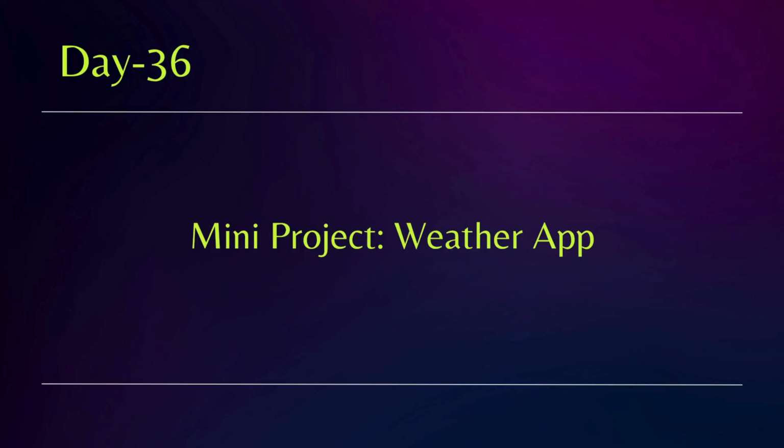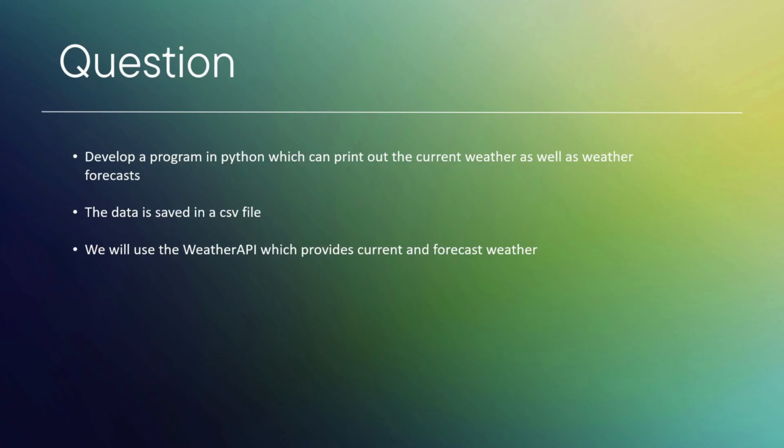So let's begin. This is the question that we have. We do not have a lecture in this one. Rather, we will try and create a mini project hands-on so you can see how we can create projects using APIs. The question is that we need to develop a program in Python which can print out the current weather as well as the weather forecasts, and then save it in a CSV file. For this, we will use the weather API, which provides us with the current and future weather forecasts.